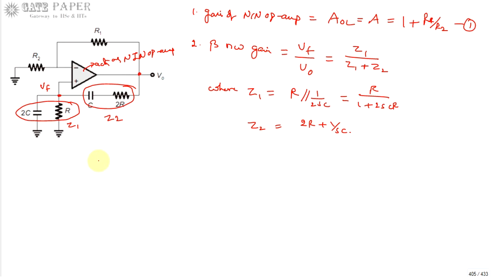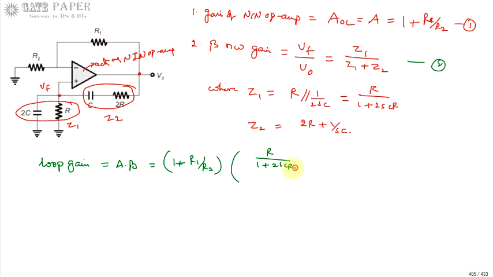Now we are going for the loop gain. We need to calculate the loop gain now. Loop gain is nothing but A into beta. This is the second equation, and that is the first equation. Multiply both. A into beta is 1 plus R1 by R2 into Z1 by Z2. Z1 is R by 1 plus 2 SCR, divided by Z1 plus Z2, so R by 1 plus 2 SCR plus 2R plus 1 by SC.